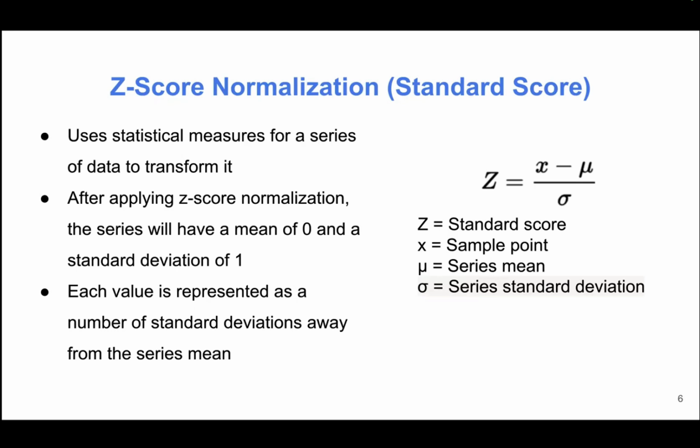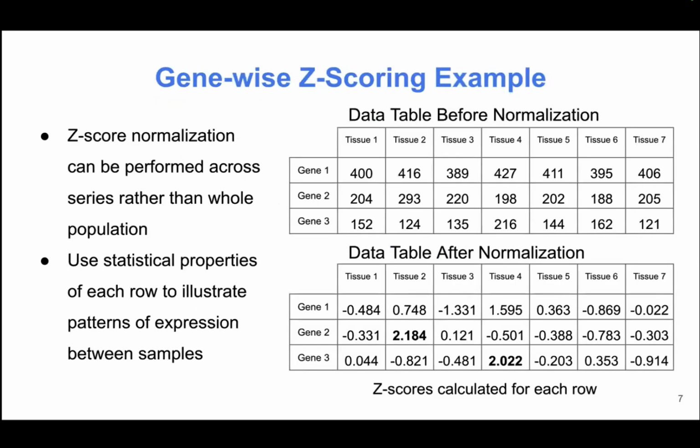For any given series that we do this for, our z-scores will have a mean of 0 and a standard deviation of 1. So essentially, we can think of our z-scores as a number of standard deviations away from what we expect to see for this series, a number of standard deviations away from the mean for this distribution.